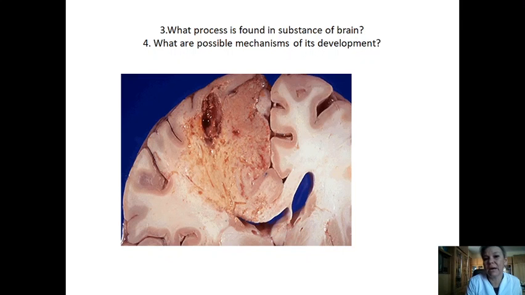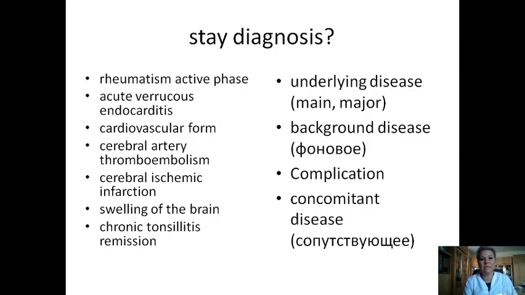What are possible mechanisms of each development? Please state the correct pathological diagnosis. On the left side you can see main processes and diseases of this situation: rheumatism, active phase, acute verrucous endocarditis, cardiovascular form of disease, cerebral artery thromboembolism, cerebral ischemic infarction, swelling of the brain, and chronic tonsillitis in remission.